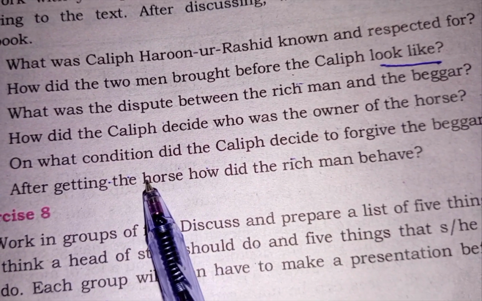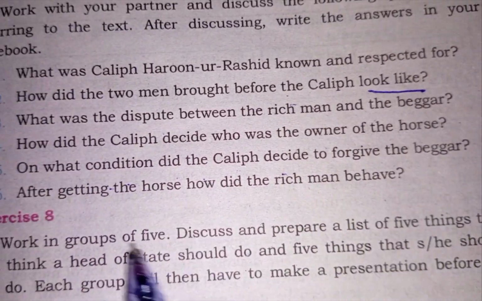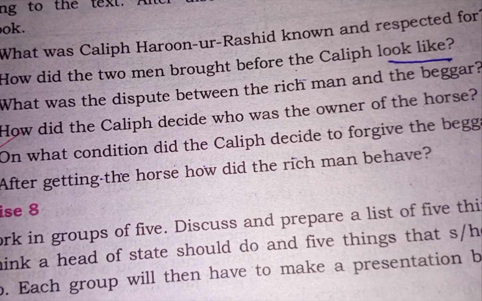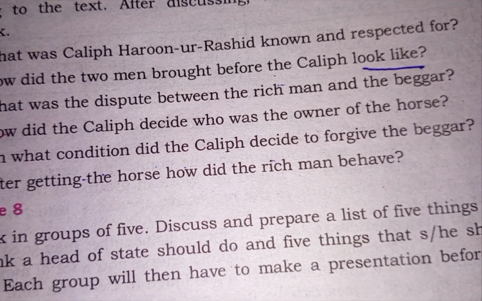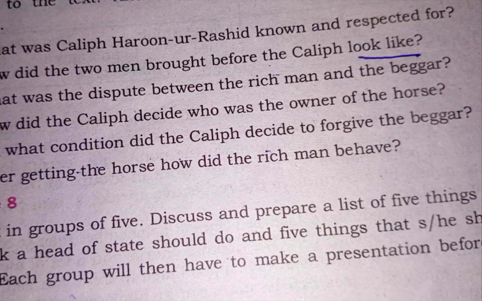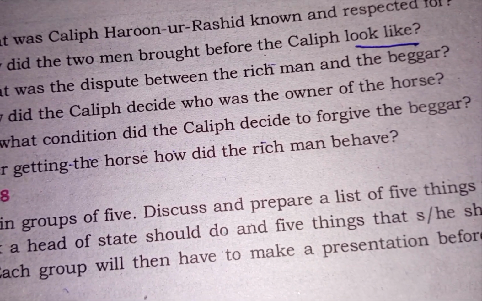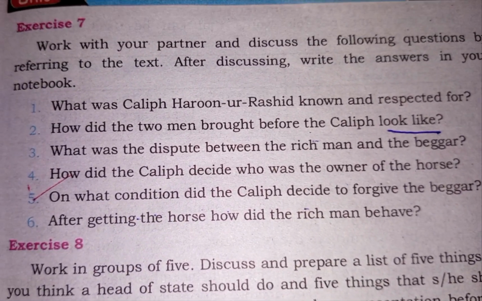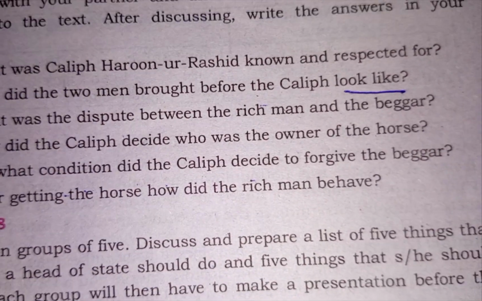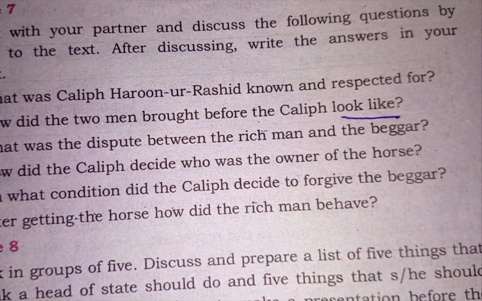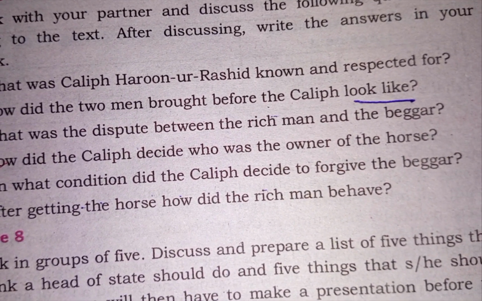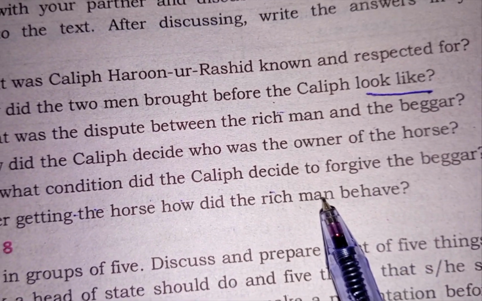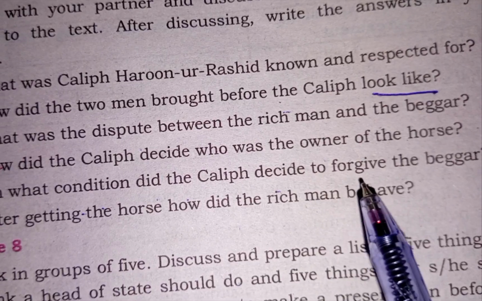On what conditions did the Caliph decide to forgive the beggar? It means how the Caliph decided that the beggar should be forgiven. So he told the rich man, he tried to rob you and lied to you, so now you are the one who will give the punishment to this beggar.